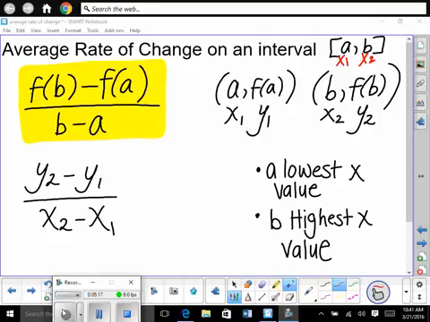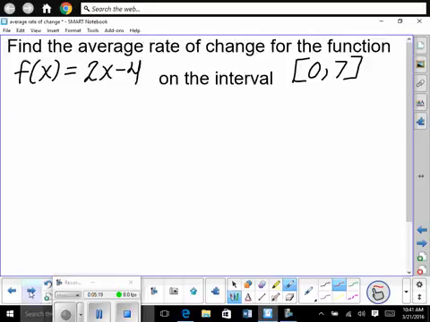Here we go. So it says, find the average rate of change for the function f of x is equal to 2x minus 4 on this interval between 0 and 7. So this is x is equal to 0 and x is equal to 7. Does everybody understand that? So my a value is 0 and my b value is 7, because a is the lowest value and b is the highest x value. Are we all comfortable with that?